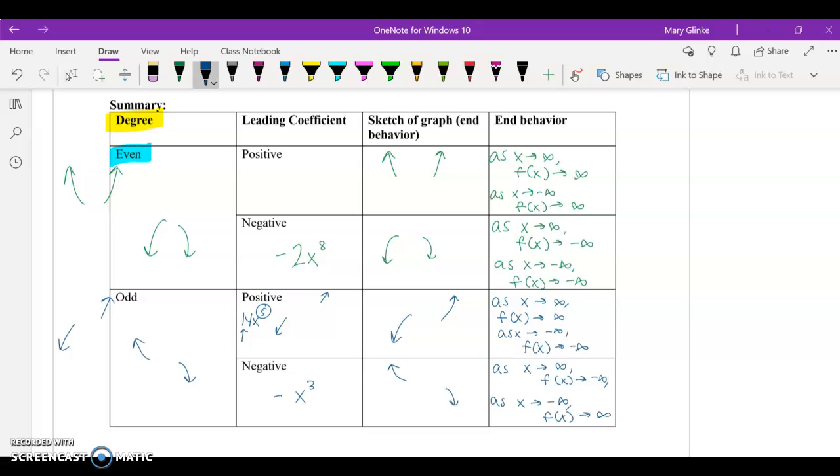So again, you can always determine your end behavior based off of the degree and the leading coefficient.